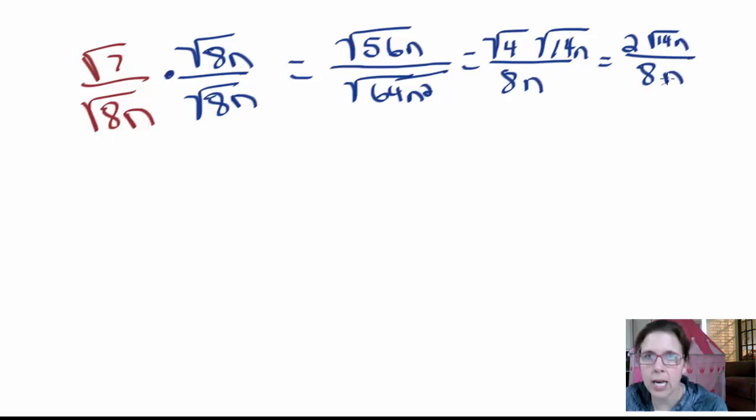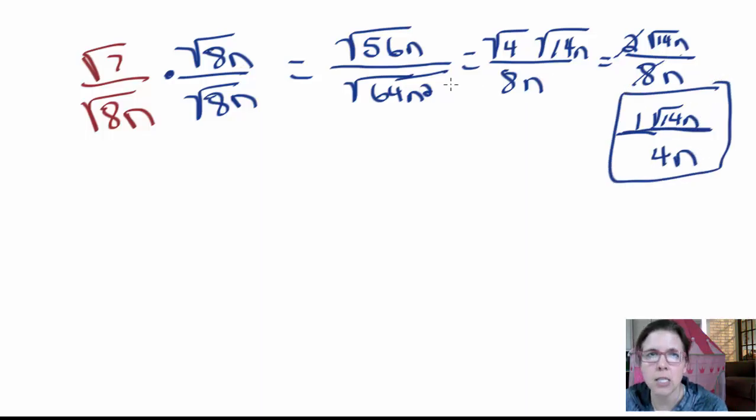Now you cannot cross those n's out, since this n is under the radical. It's technically the square root of n. But we can reduce these to 1 square root of 14n, or you don't have to write that 1, over 4n. Now there is an easier, not easier, but a quicker way to do this.